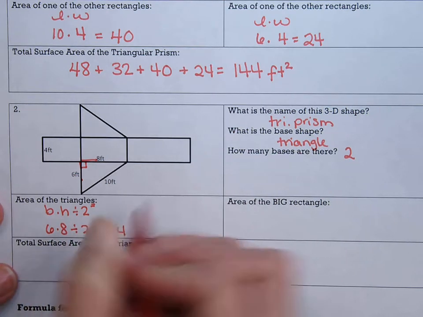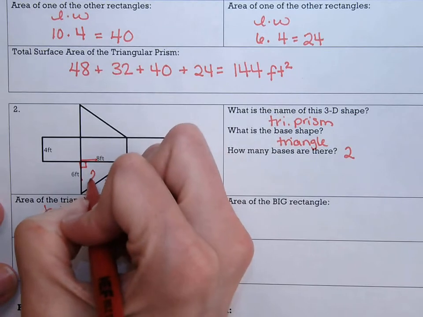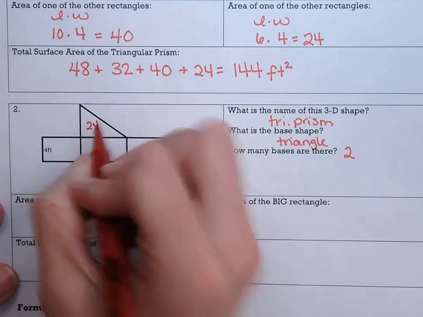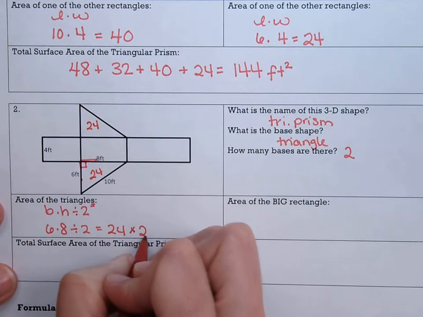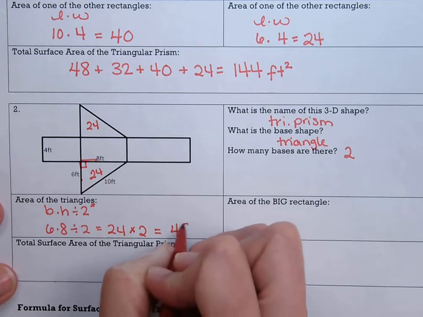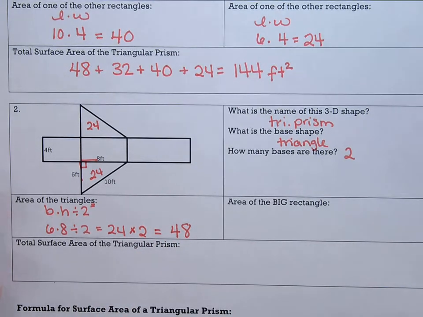That gives me 24. But once again, I have 2 of them. So if this is 24 and that's 24, I'm just going to multiply that by 2. And that gives me an area of 48.